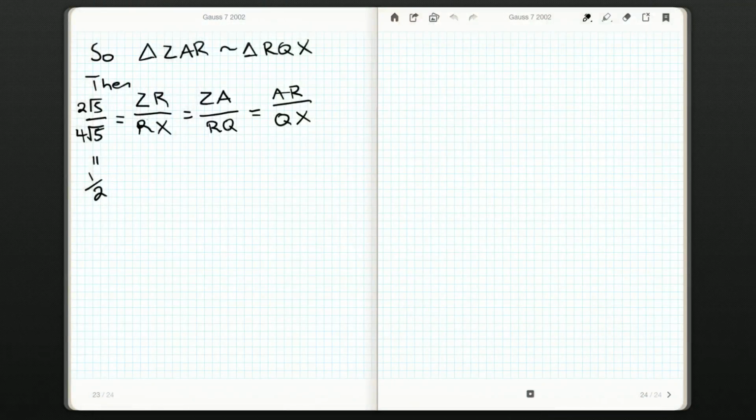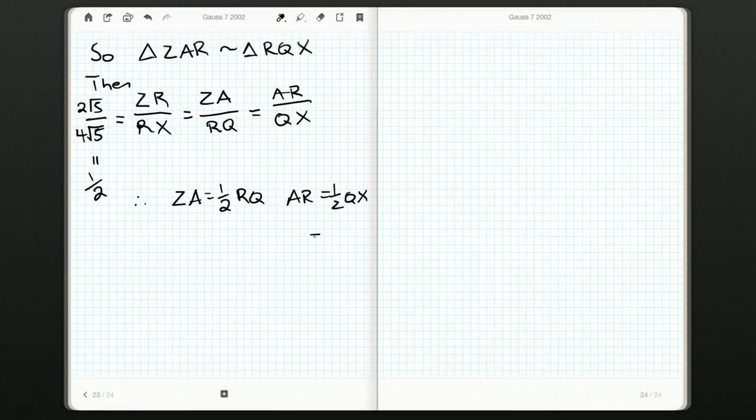So, we know what RQ is, and we know what QX is, right? And AR is 1/2 QX. We know QX is 4, so that's 1/2 of 4, which is 2. And we know RQ, well, that's a side length of the whole square, so that's going to be 4. Now H was ZA, so wouldn't you know it, we did have a height of 4 all along.